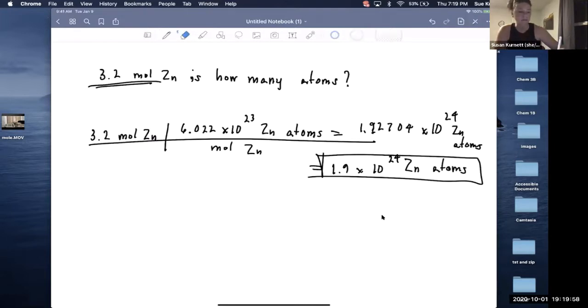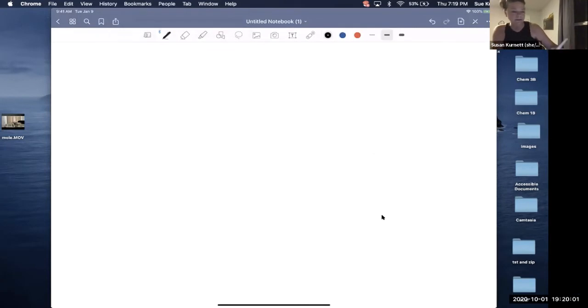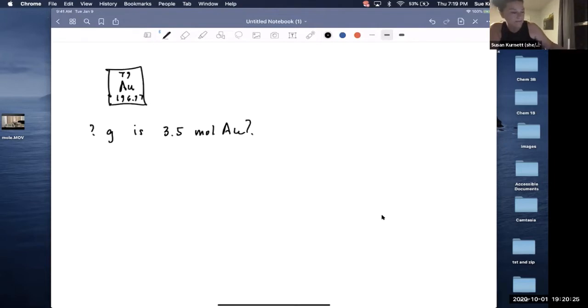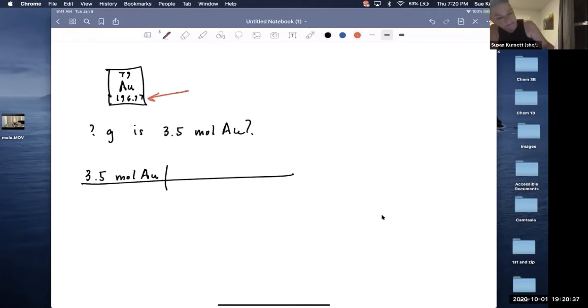And so now we're going to need the molar mass off the periodic table. So here's, I don't know, how about gold? So the question might be, how many grams is some amount of moles? So start with the given. And now I'm going to use the relationship, which is, and that number only works for gold.